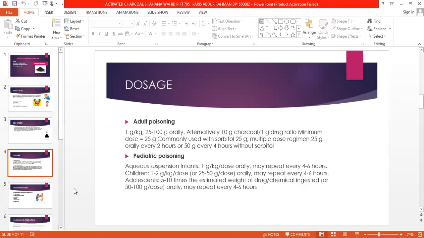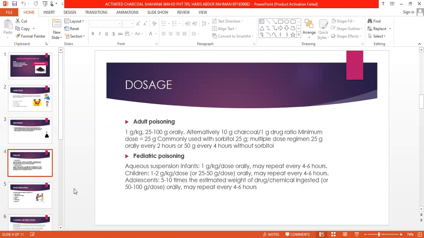sorbitol. So you can give 25 grams of this activated charcoal and 25 grams of sorbitol every 2 hours, or you can go with 50 grams every 4 hours without sorbitol. It's up to you. And for pediatric poisoning, suspensions are given to the infants.